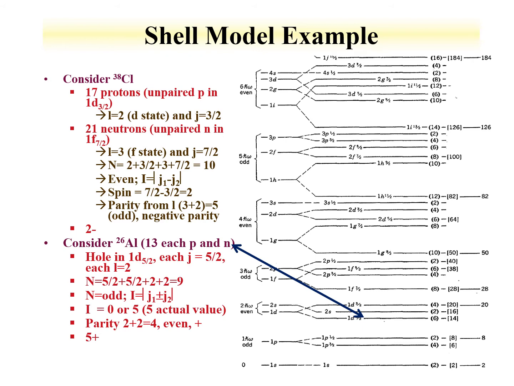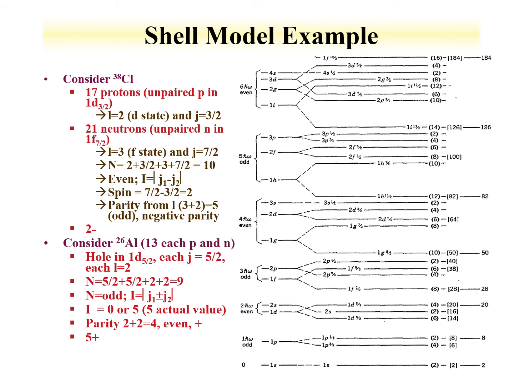So the spin is going to be the absolute value of the sum or the difference of the spin values. Each spin value is 5/2. So 5/2 plus 5/2 is 5. 5/2 minus 5/2 is 0. We would expect the spin to be either 5 or 0.